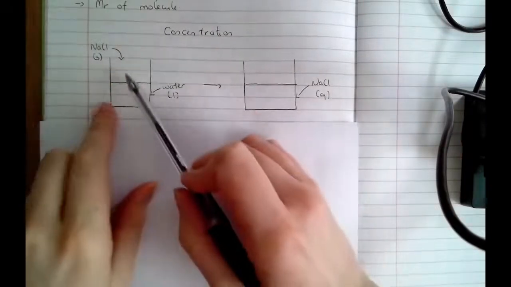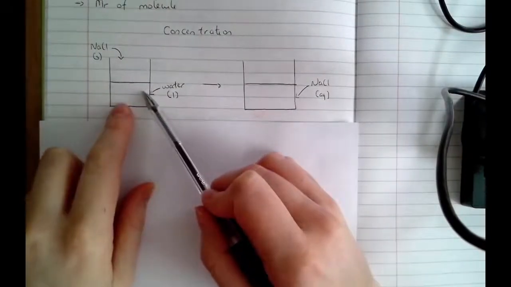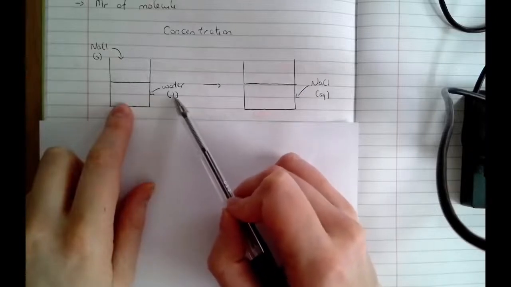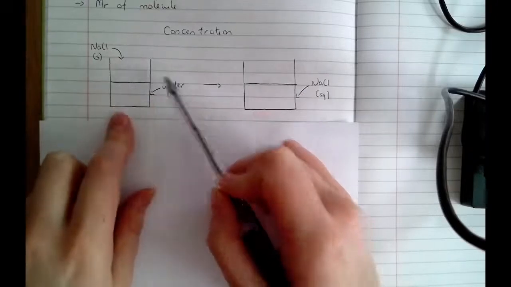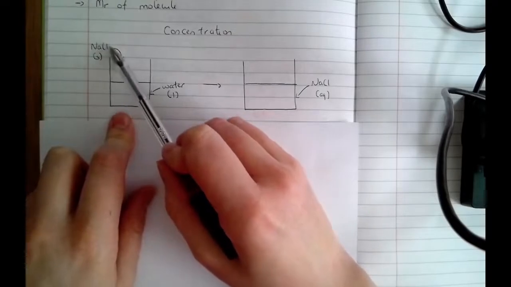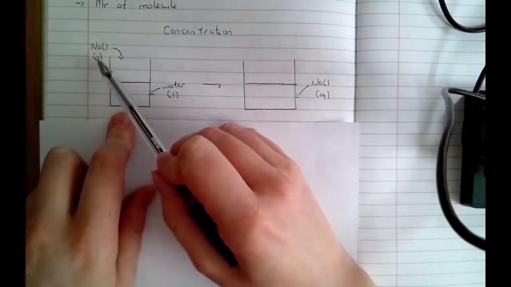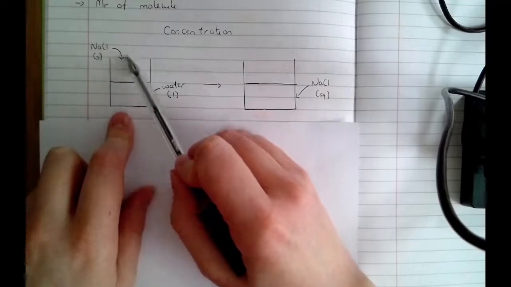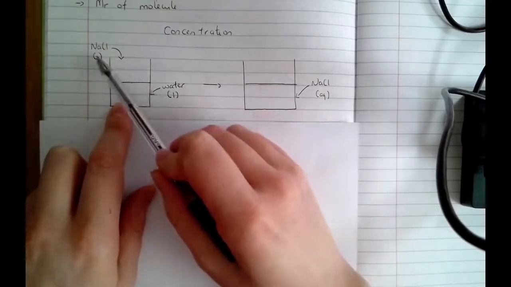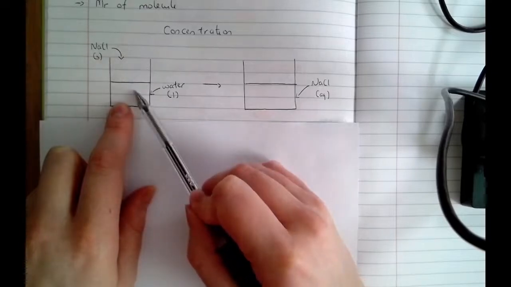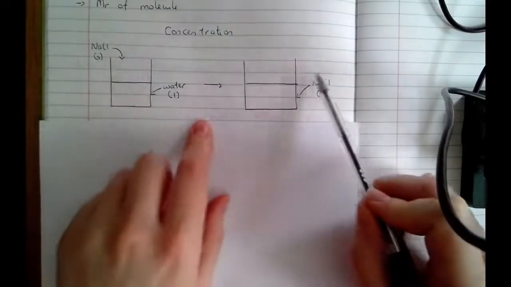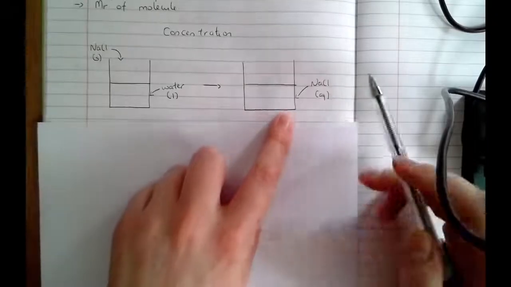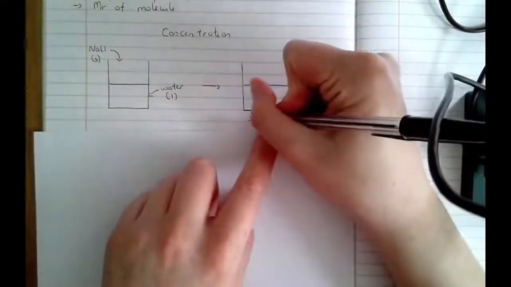So what I've got here is a beaker of water, and water is obviously a liquid, so I've given it the state symbol L. And then I've got sodium chloride, which is just normal table salt. It's a solid, so I've given it the symbol S. And I'm adding sodium chloride to my water. When I add sodium chloride to water, it will dissolve, and I will form sodium chloride solution. Okay, so that is what a solution is.